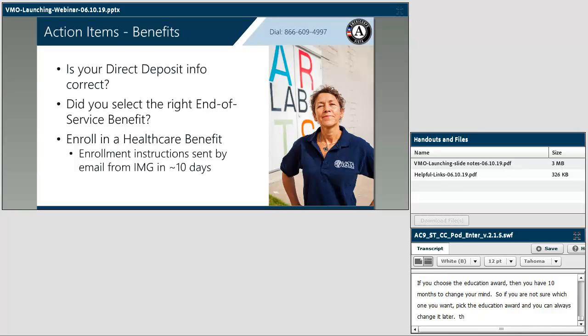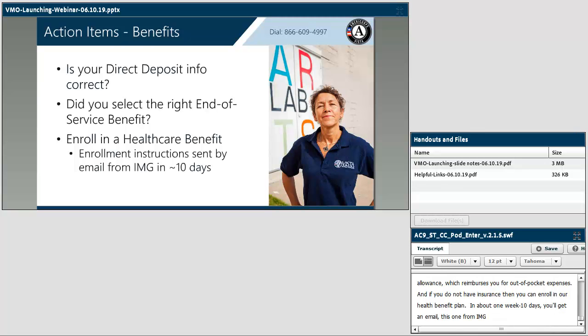The third is health care. So you will be eligible for one of the benefits that VISTA offers, and which one you're eligible for depends upon whether you already have health insurance or other health coverage. If you have insurance, you can enroll in our health care allowance, which reimburses you for out-of-pocket expenses. And if you don't have insurance, then you can enroll in our health benefit plan.